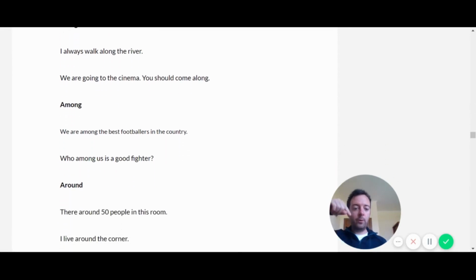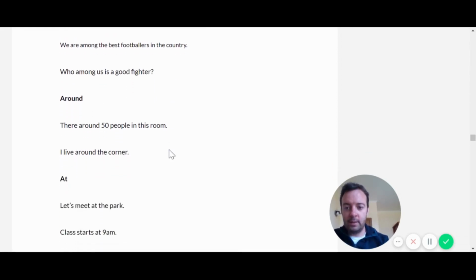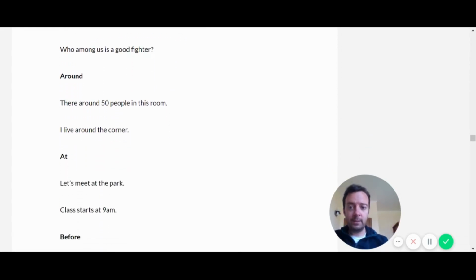Among is when you have one thing, and there are lots of other things. So we are among the best footballers in the country. Who among us is a good fighter? Around has a few meanings. Okay, one of them is approximately. Okay, there are around 50 people in this room. And then the other meaning is around, kind of like round. So I live around the corner.